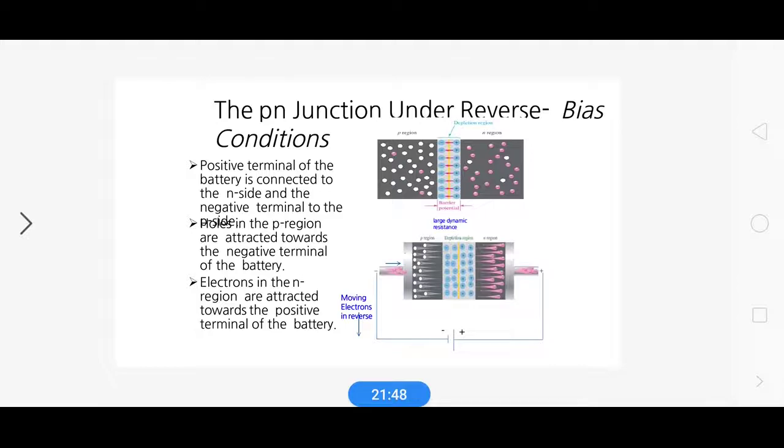The PN junction under reverse bias conditions. What is a reverse bias? When the positive terminal of the battery is connected to the N region and the negative terminal of the battery is connected to the P region, it is called reverse bias.